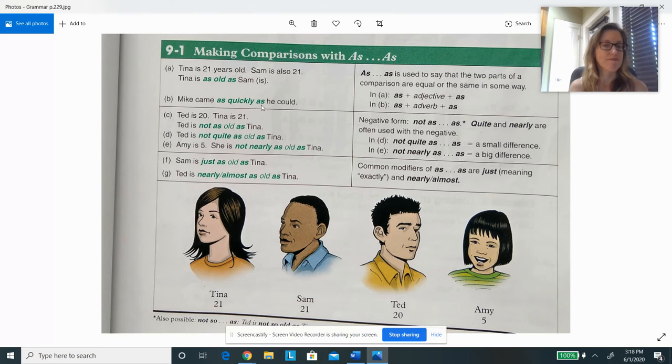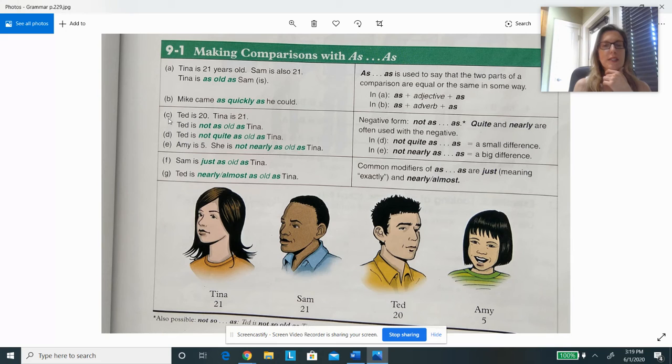the same. Now, I just want to remind you, adjectives give us information about nouns. Adverbs usually give us information about verbs. Okay, so meaning came quickly. How did he come? Quickly. Sometimes we can use adverbs to modify adjectives too, but we won't see that example here. So mainly used to modify verbs.